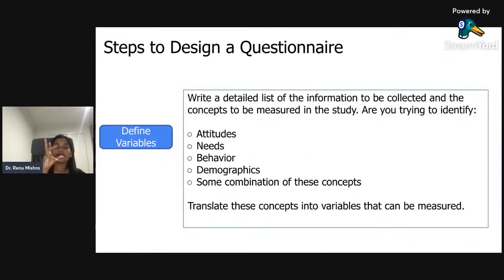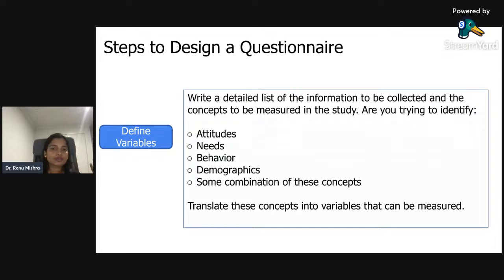Then if you are designing for yourself, or if you are adapting one, when you have your goal and the kind of information you want, you need to have your detailed list of variables with you. Let me tell you in very easy language, variables are those factors around which the whole of your research surrounds, be it independent or dependent. So you should have your variables with you.